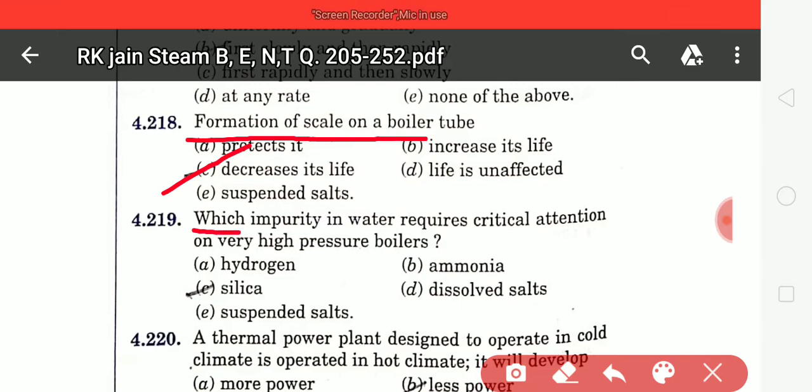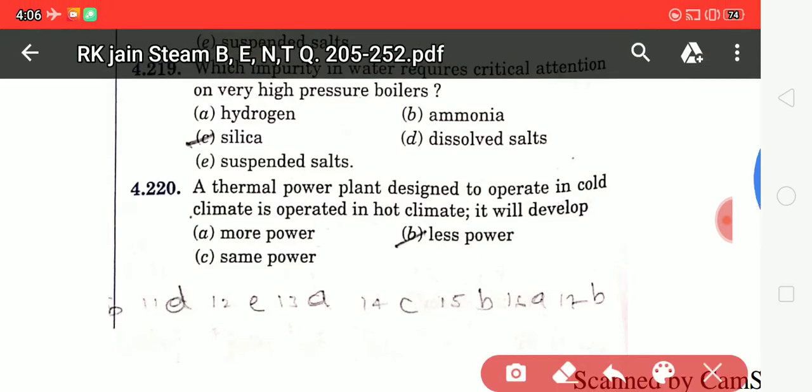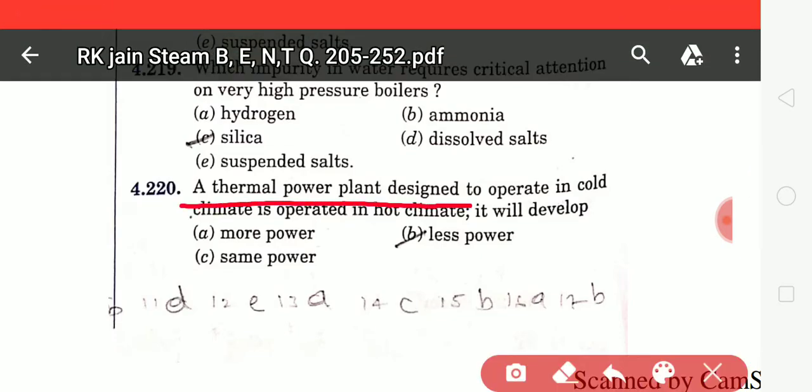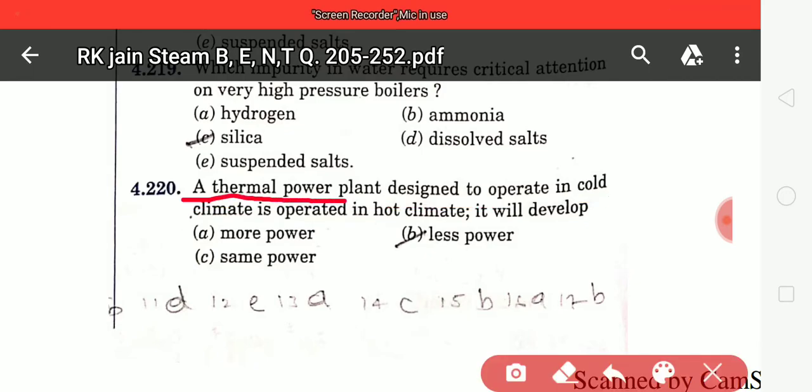Next, which impurity in water requires critical attention on a very high pressure boiler? Silica. Next, a thermal power plant designed to operate in a cold climate, if operated in a hot climate, will develop less power.